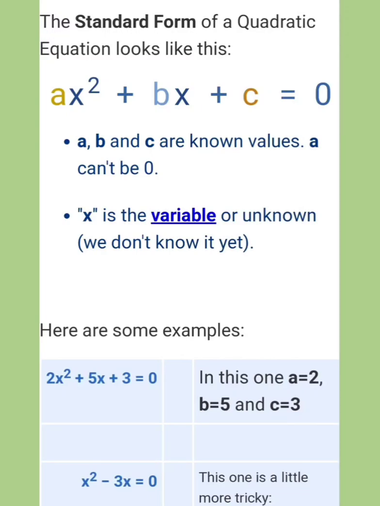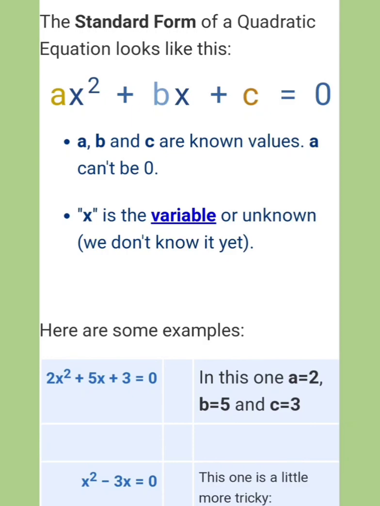Thus, the standard form of the quadratic equation, as I told earlier, looks like this: ax square plus bx plus c is equal to 0. Here, a, b and c are known values. A should not be equal to 0. If a becomes 0, what will happen? The x square coefficient is 0. The term x square will not be there, so it will be a linear equation bx plus c.